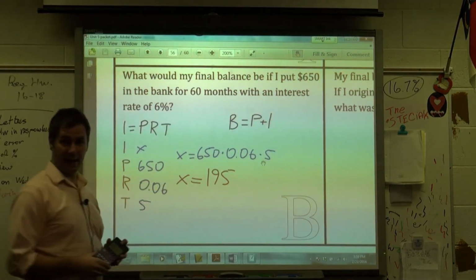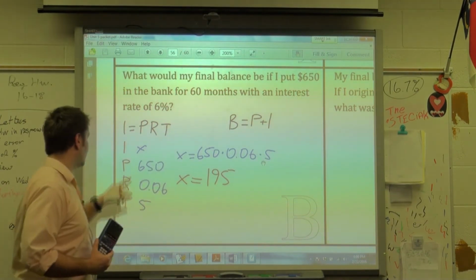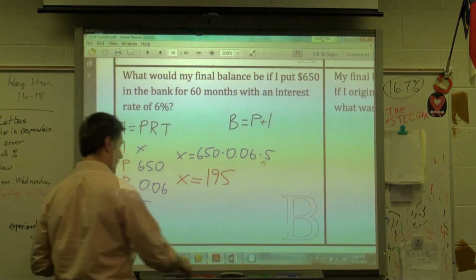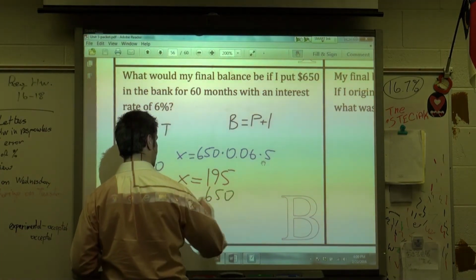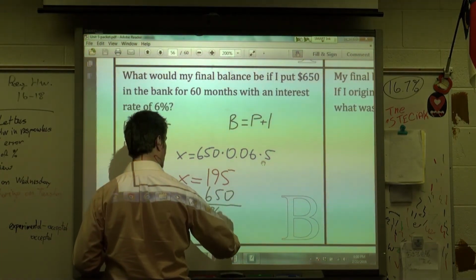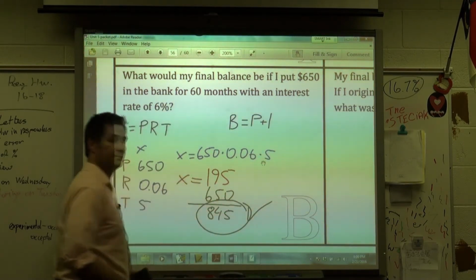Now that is not the end. We need to take this $195 and add it to our principal. If you add $195 to 650, you will get $845, and that is our answer.